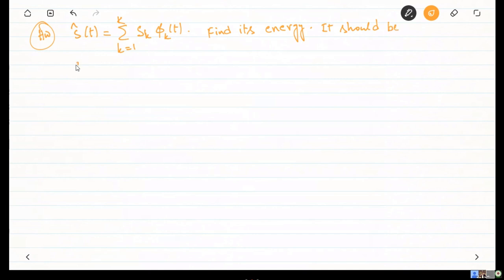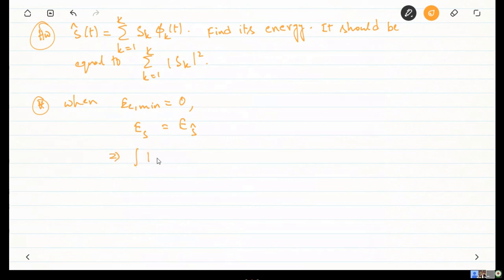It should be equal to 1 to capital K mod s_k square. Okay, yeah. Now when E minimum is equal to 0, energy in the original signal s of t is equivalent to energy in the approximate signal s hat of t.